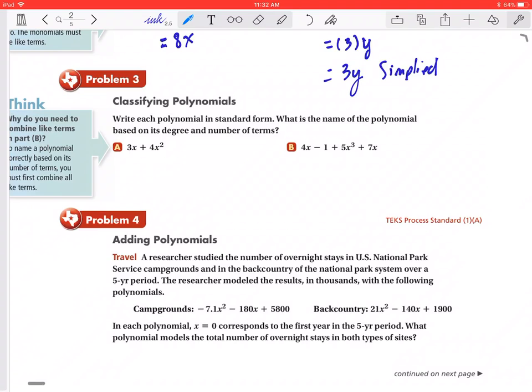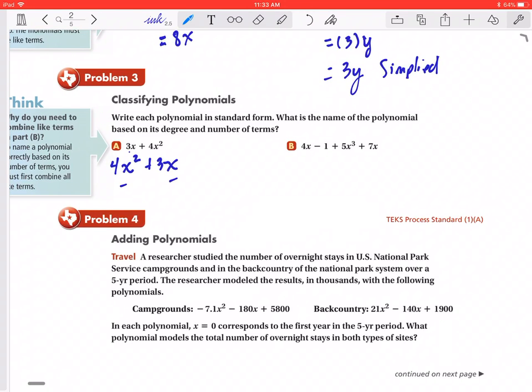So let's look at this. Problem A, we had 3x plus 4x squared. The 4x squared, the x squared, that's the highest degree of the x value. So I'm going to write that first. So I'm going to say 4x squared plus 3x. Now I've written that in terms of the order of this, and it's a quadratic binomial.